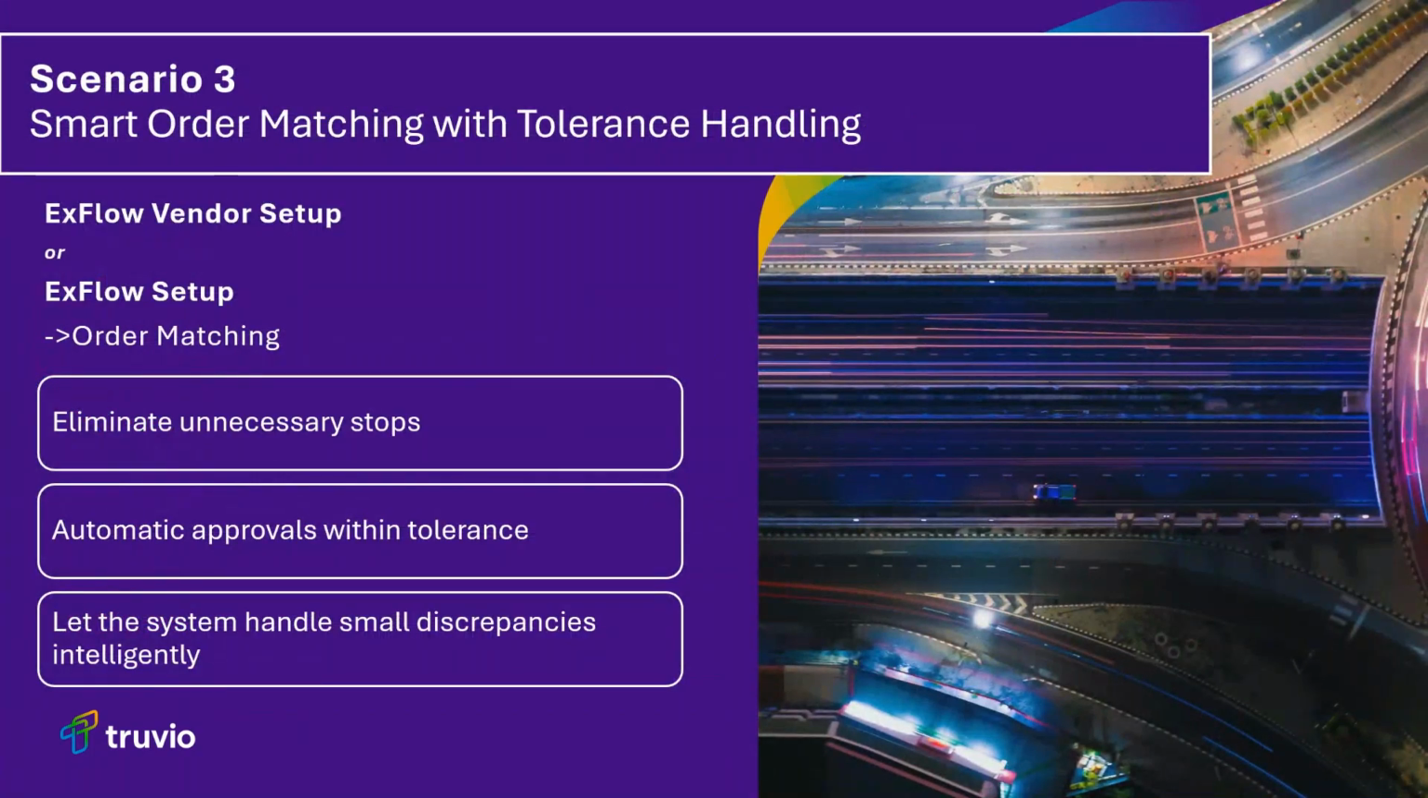The third scenario is for those of you who use order matching, and it is regarding matching and tolerances connected to the order matching process. You can find this in ExFlow vendor setup or ExFlow setup. In the vendor setup, it's only for the vendors per vendor, and ExFlow setup, it's for everyone. And then you click on order matching.